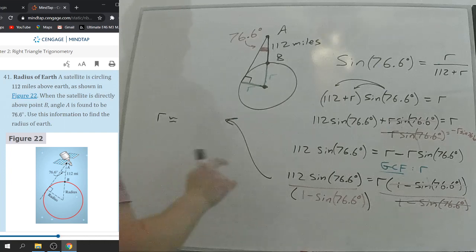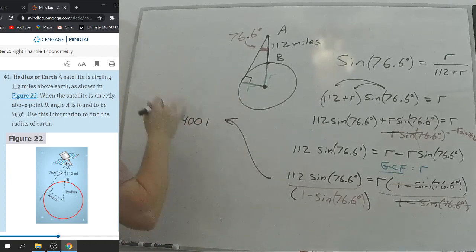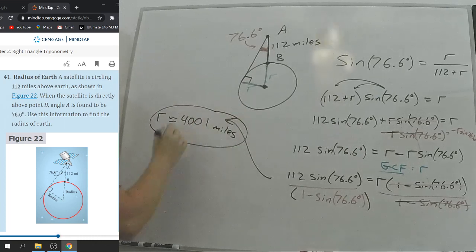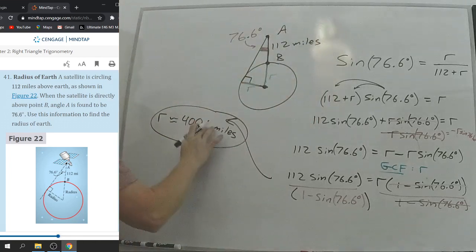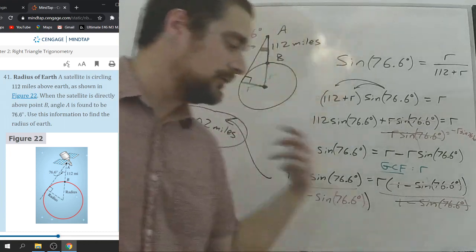You should get approximately 4,001.999999. We'll just say 4,002 miles. They had 112. We'll just say 4,002. That's good enough. And that is close.